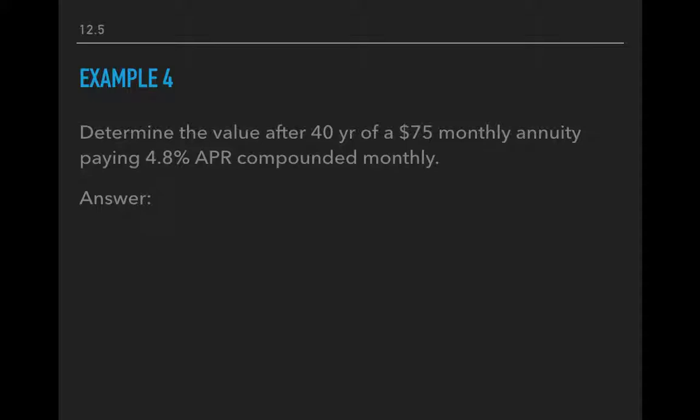We want to determine the value after 40 years have passed of a $75 monthly annuity which pays 4.8 APR, compounded monthly. That APR means annual percentage rate. So that's over the whole year, it's 4.8, but we have to look at it in the periods that we're talking about. So we have to determine the monthly interest rate. We know the yearly, but we need to know monthly, and the total number of payments.